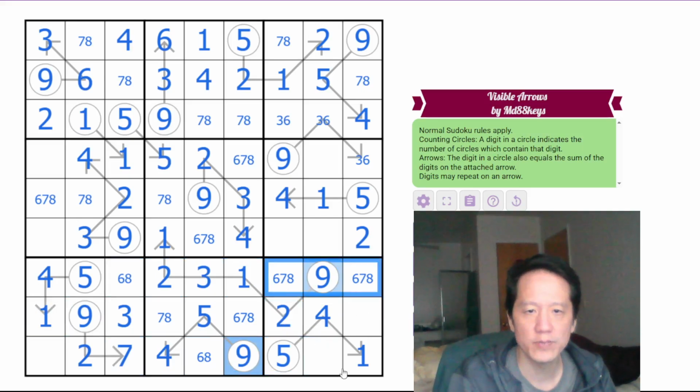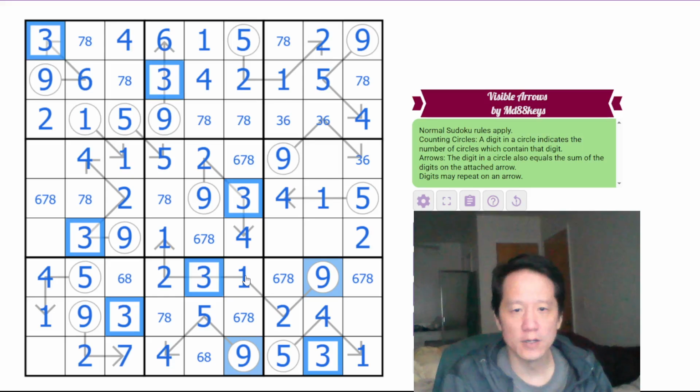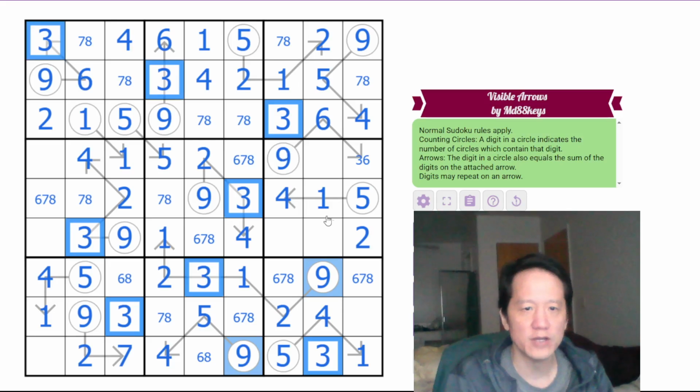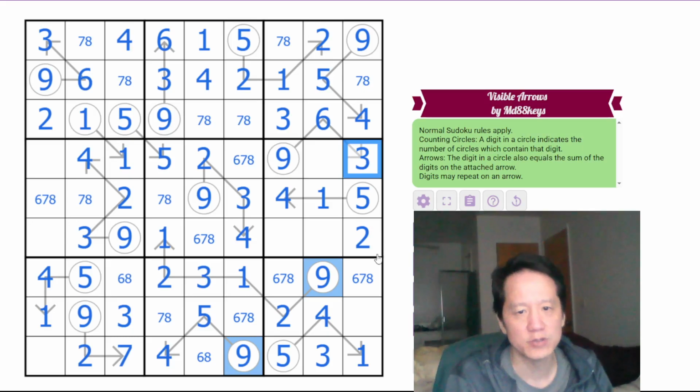Can't be here, can't be here. It must be here. This 3 means this can't be 3, so this is 6, which makes that 3. We now have 8 3s, where we know where the last 3 has to be. It has to be here.